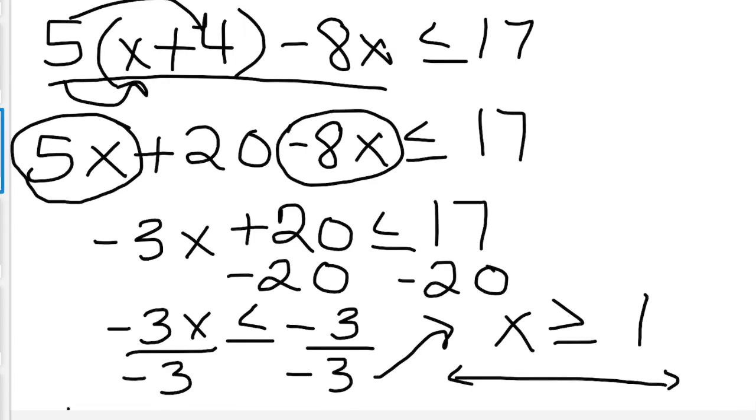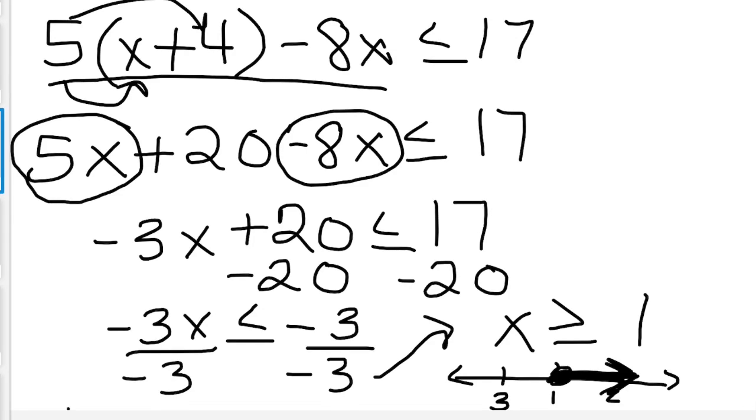So we're going to go ahead and graph it. And we've got 1, 2, 3. It is equal to, so we're going to do a closed circle. And x is greater than, so we're going to make our arrow going to the right. And you can always check this.